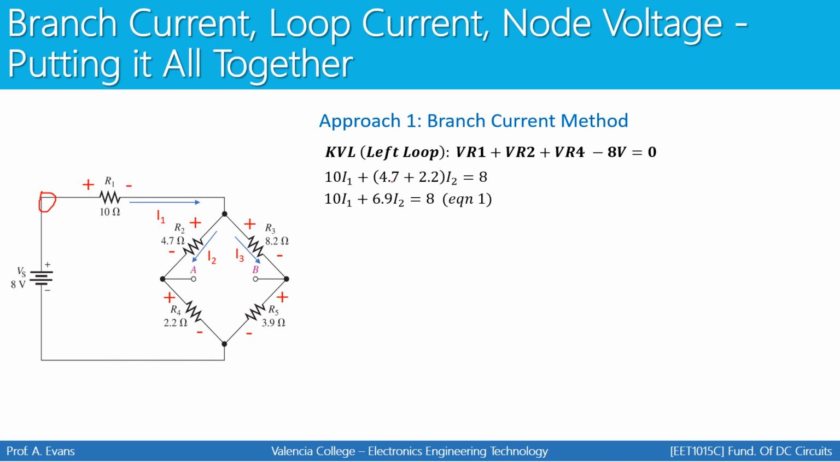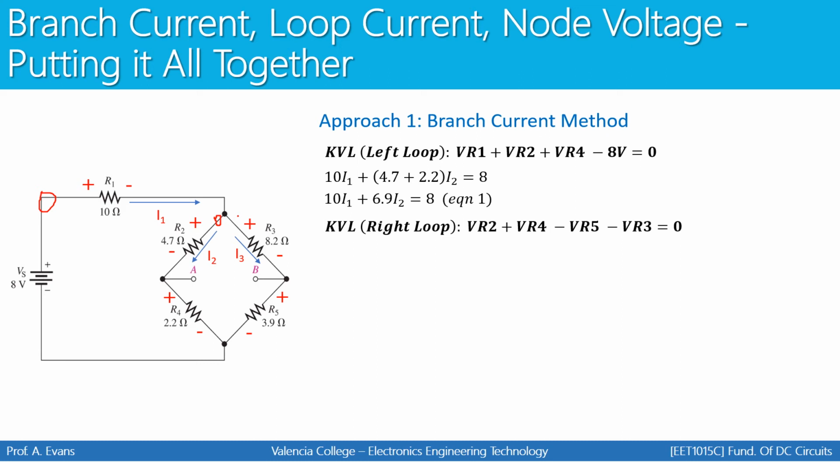Keep in mind with this method, we initially identified three things we don't know: I1, I2, and I3. So remember, you need three equations in order to relate them all together and solve for each unknown using a matrix or algebra. So our second equation is going to come from doing a KVL around the right loop. If you start right here and go around the loop counterclockwise, that would give you an equation of VR2 plus VR4 minus VR5 minus VR3 equals 0.